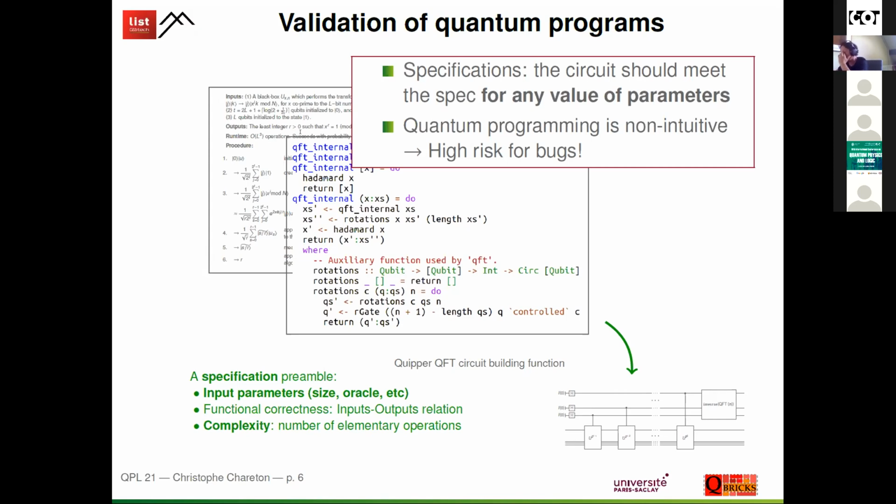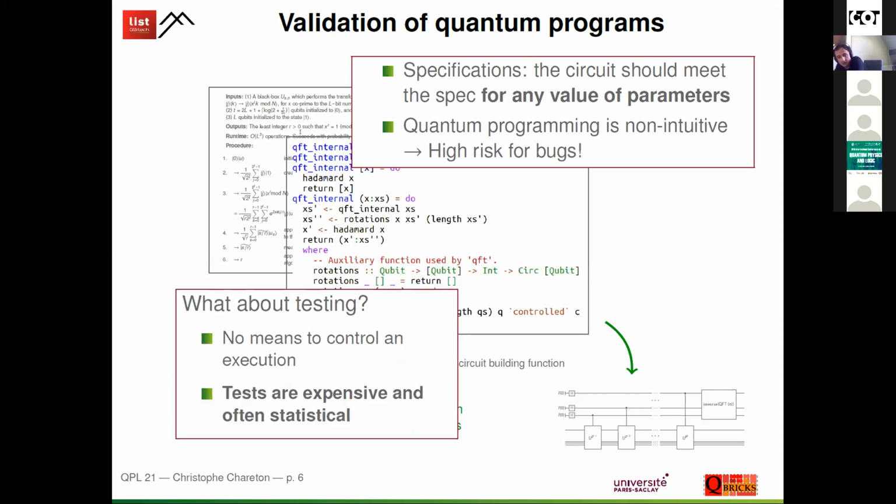And it's particularly tricky because quantum programming is in many ways non-intuitive. So there is a high risk for bugs. So how are we going to validate these quantum programs and ensure that they meet their specifications?